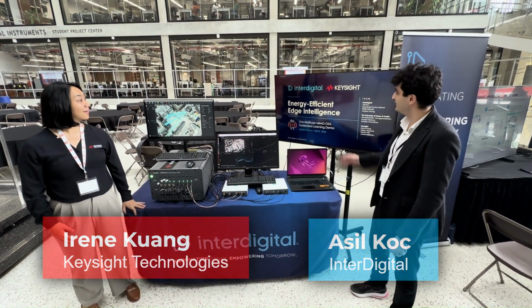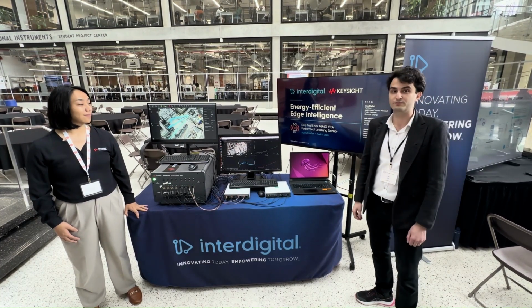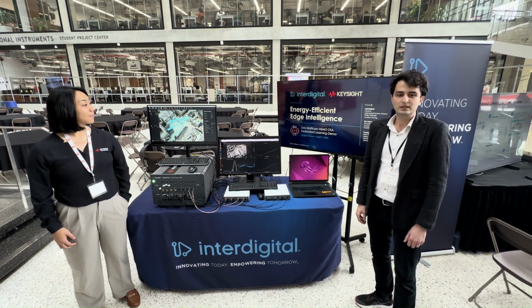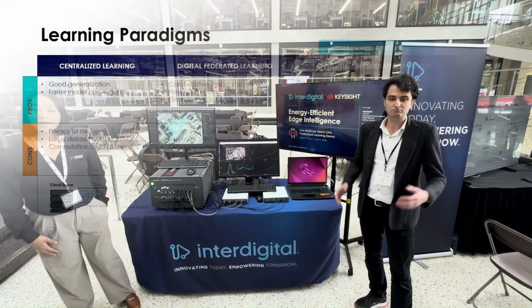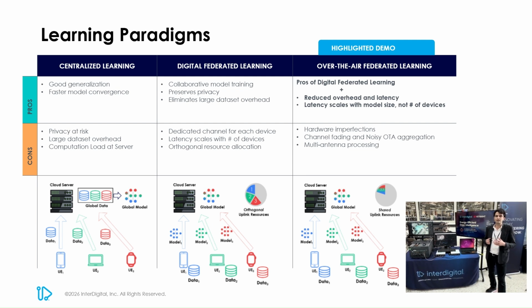Today we are demonstrating energy-efficient edge intelligence, a live multi-user MIMO over-the-air federated learning demo in collaboration with Keysight and UT Austin. As we move towards 6G, integrated AI and communication is a central design principle. Federated learning lets devices train models collaboratively without sharing raw data. But in digital federated learning, each device needs a dedicated channel, so the latency scales with the number of devices.